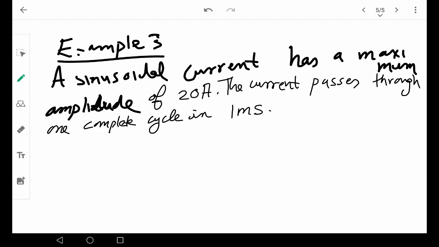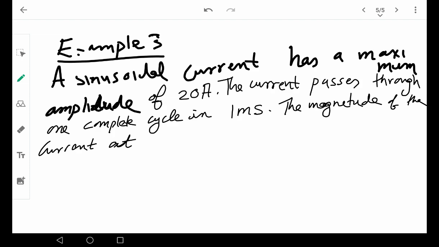Okay, the magnitude of the current at zero time is 10 ampere. Okay.